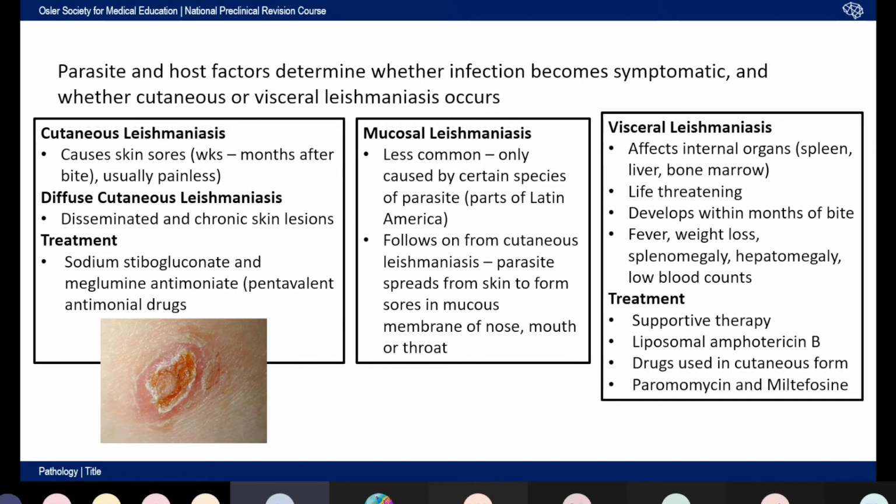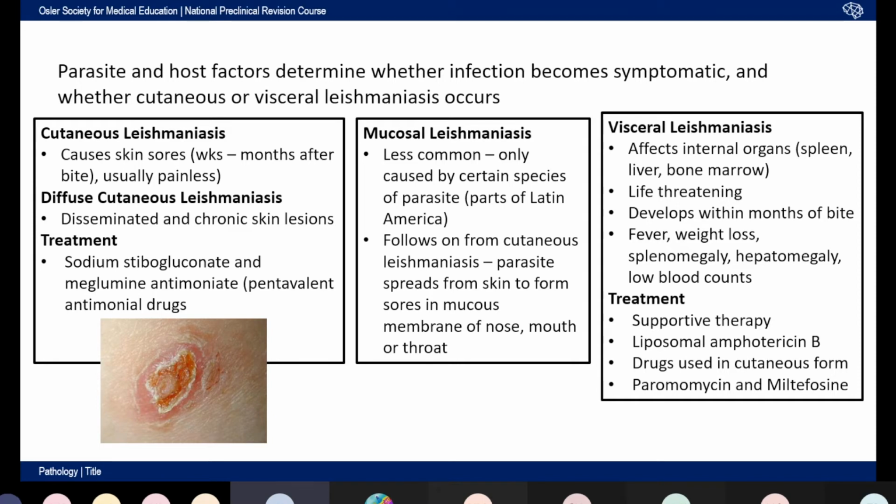Then you can also get mucosal leishmaniasis, which sometimes follows on from the cutaneous form with certain species of the parasite. The parasite spreads from the skin to form sores in the mucous membranes of the nose, mouth, or throat. And then the more serious form of the disease is visceral leishmaniasis. This affects the internal organs, spleen, liver, and bone marrow, and this can be life-threatening and develops within months of the bite.